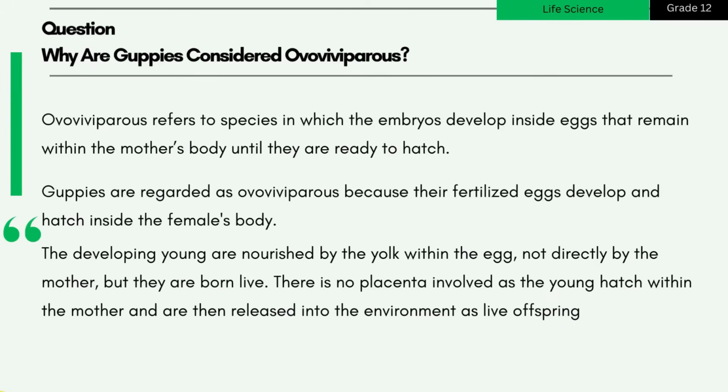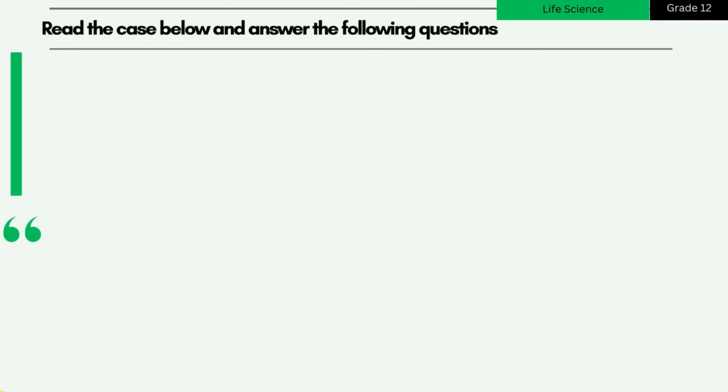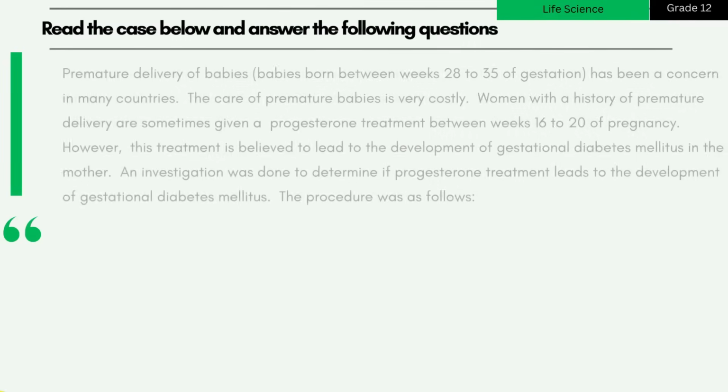The developing young are nourished by the yolk within the egg, not directly by the mother, but they are born live. There is no placenta involved as the young hatch within the mother and are then released into the environment as live offspring. Read the case below and answer the following questions.